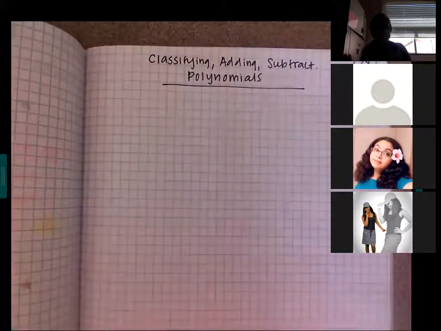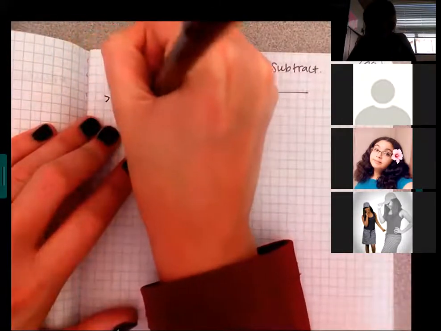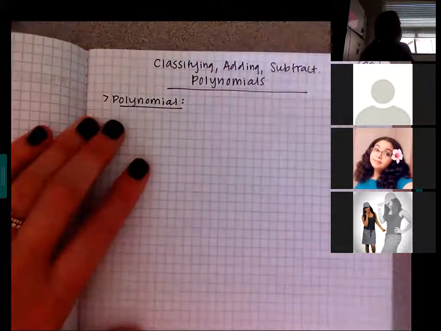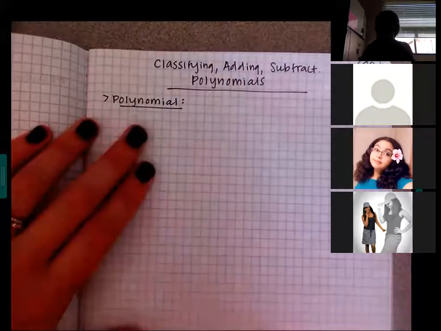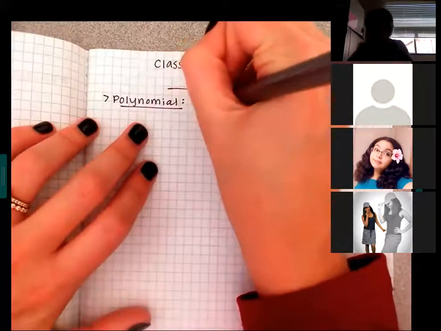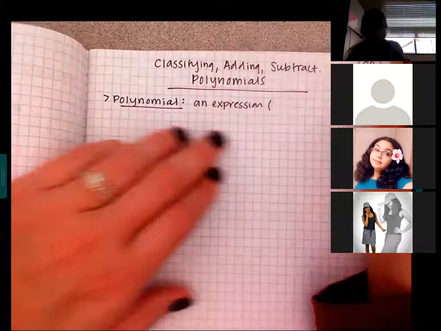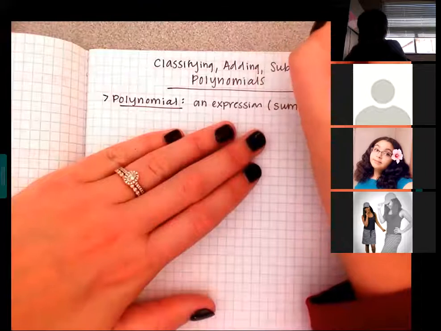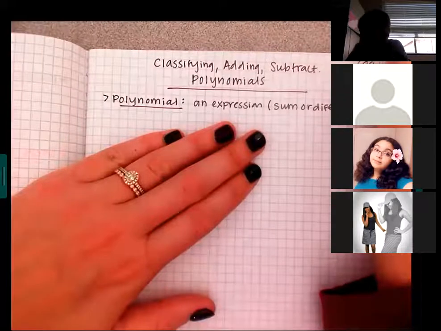All right, so let's start off by talking about what a polynomial is. So this is why I said we were going to hold off on them vocab words, because we're going to talk about them right here in our notes. So a polynomial is an expression, which means review from unit 1, because it's literally just an expression. It's a sum or difference of terms.